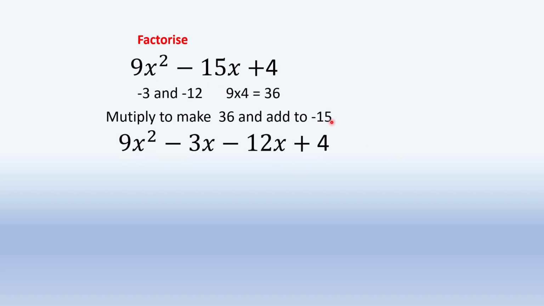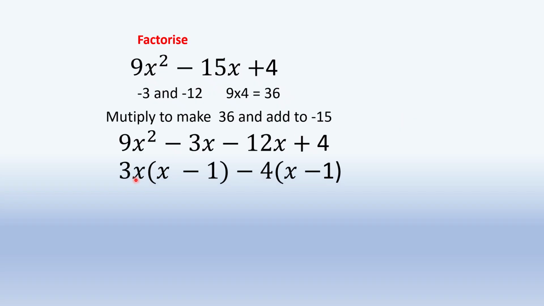Now, instead of -15, I will write -3x minus 12x. Leave this 9x squared and leave the 4. So I just wrote the 4, I wrote 9x squared. Instead of negative 15, I did negative 3x, negative 12. Now, in these two terms here, you can factorize 3x outside. And in these terms, you can take out 4.